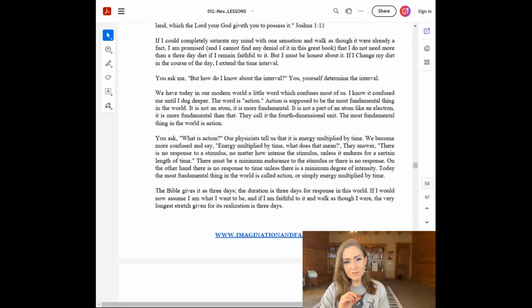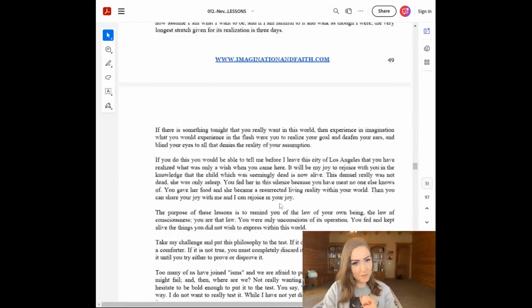If I would now assume I am what I want to be, and if I'm faithful to it and walk as though it were, the very longest stretch given for its realization is three days. If there's something tonight you would really want in this world, then experience it in imagination, what you would experience in the flesh were you to realize your goal, and deafen your ears and blind your eyes to all that denies the reality of your assumption.